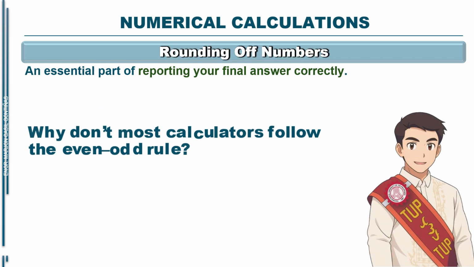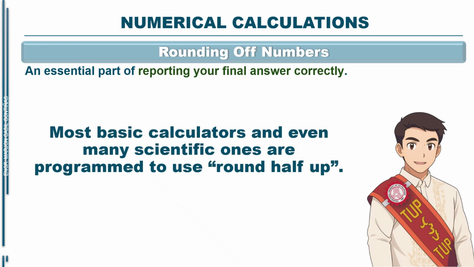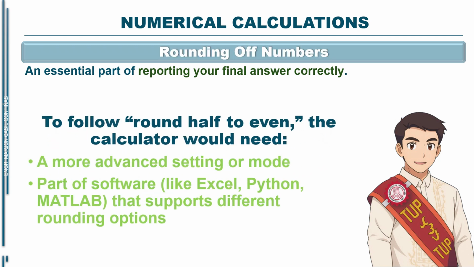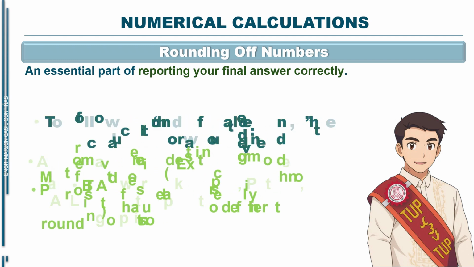Why don't most calculators follow the even-odd rule? Because most basic calculators and even many scientific ones are programmed to use round half up, the simplest and most intuitive method for the general public. To follow round half to even, the calculator would need a more advanced setting or mode, or be part of software like Excel, Python, MATLAB that supports different rounding options.